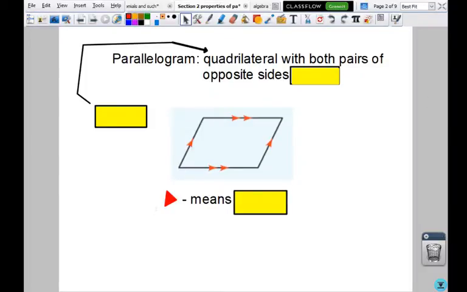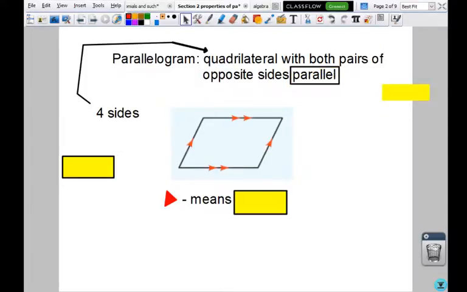So, a parallelogram is a quadrilateral. And quadrilateral, let's start with Joseph. How many sides does a quadrilateral have? 4. Yep, 4 sides. So, a parallelogram is a quadrilateral with both pairs of opposite sides parallel. Kind of self-explanatory. Parallelogram, they're parallel.